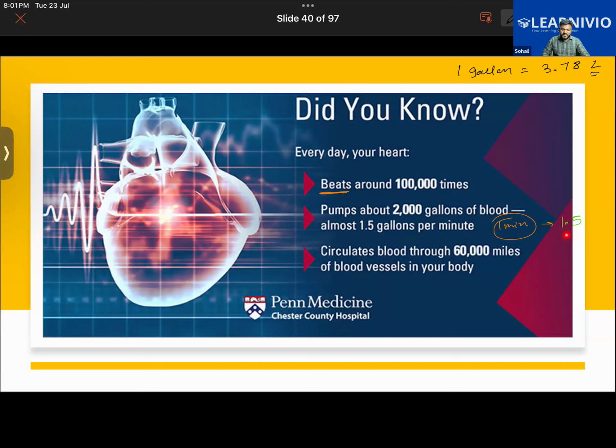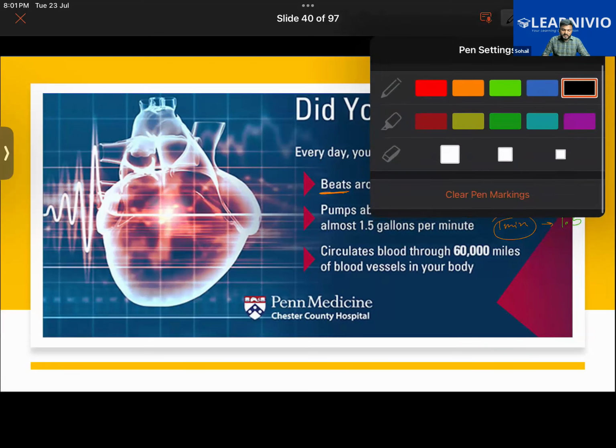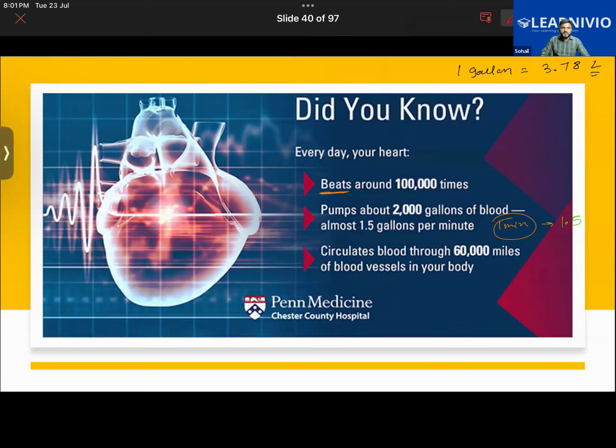3.78 with 1.5, you'd be getting somewhere around 5.6 or 5.7 liters of blood. Sir, can you wait 1 minute? Yeah, sure. So that is such an interesting fact that in just 1 minute, about 1.5 gallons of blood is being pumped by the heart into the artery. Just imagine the amount. So the circulation of blood in your body is very fast.